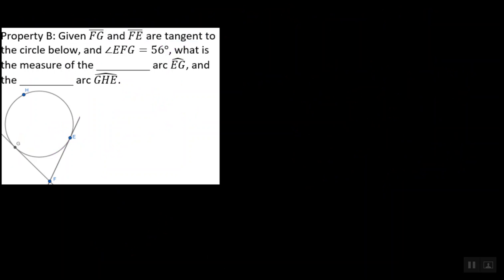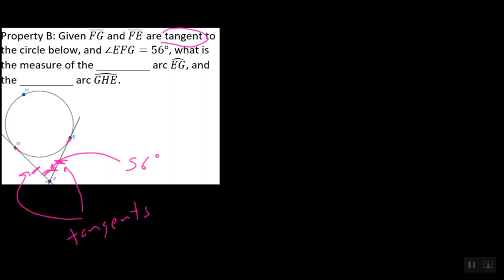Okay, let's move on to our second property. Okay, with property B, given FG and FE are tangent to the circle below. So wait a second, what are we saying here? We're saying that both of those things are tangents. Okay, and as an aside, at some point we will also learn that whenever you have two tangents meeting at a certain point, the segments outside the circle will also be congruent. That's pretty easy. And it says angle EFG, so this angle right here is going to be 56 degrees.